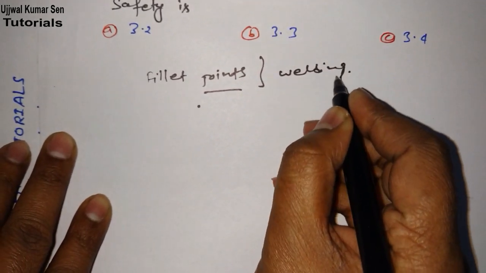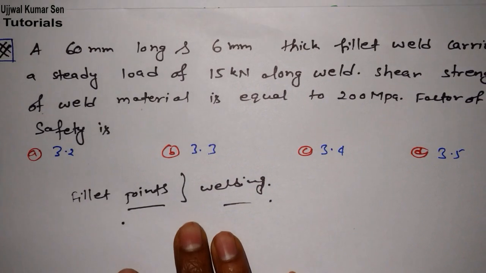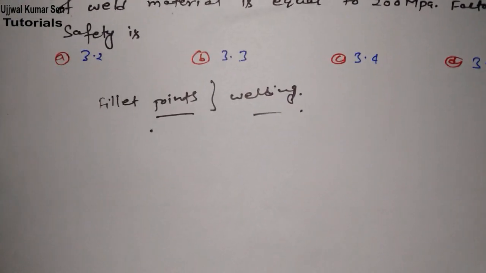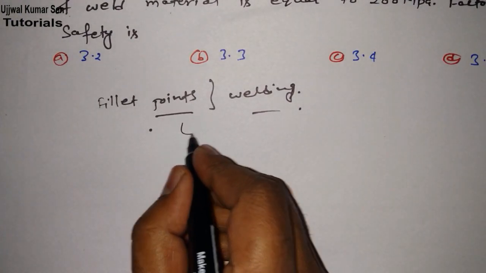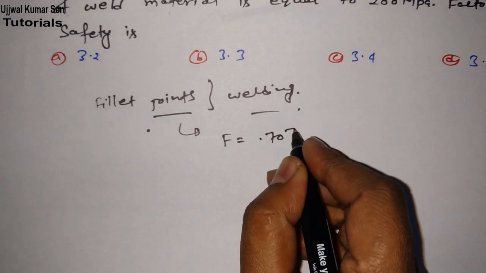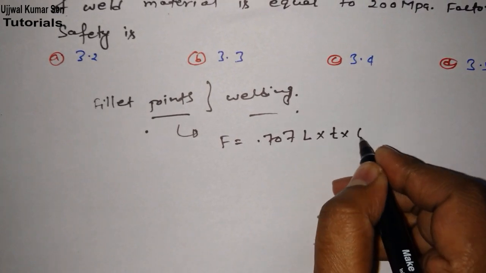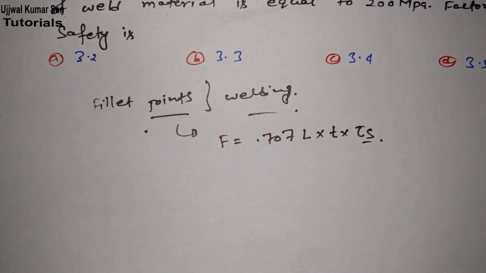Okay, in case of fillet weld, we have a few types of weld, like parallel weld and transverse weld, but they haven't told us anything about that here. They haven't specified it. So basically, in case of fillet weld, we have a formula: force is equal to 0.707 times the length of the weld, times the thickness of the weld, times the shear stress. Okay, so basically this is it.